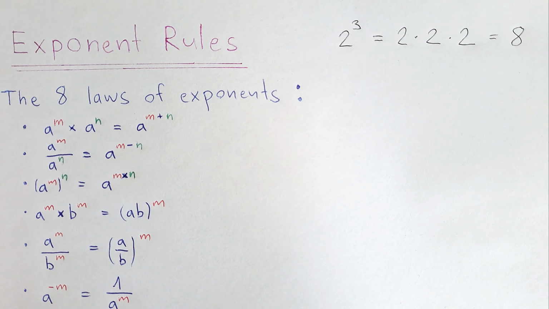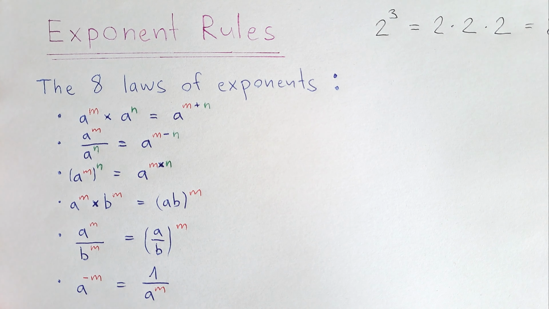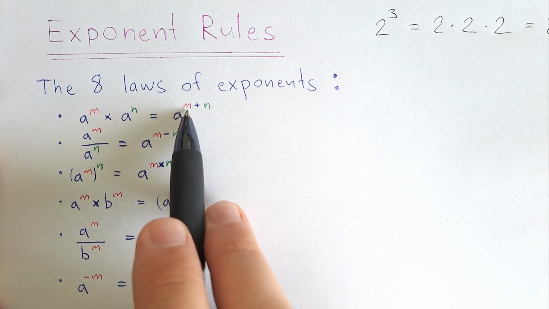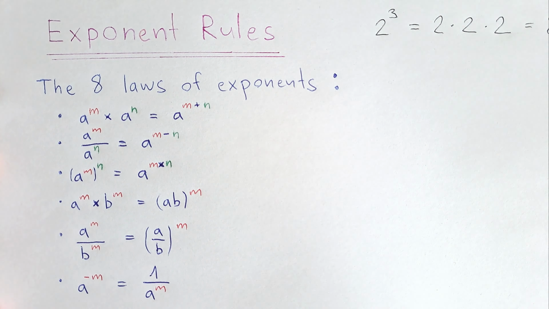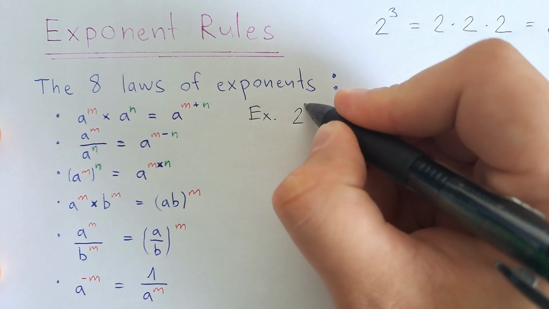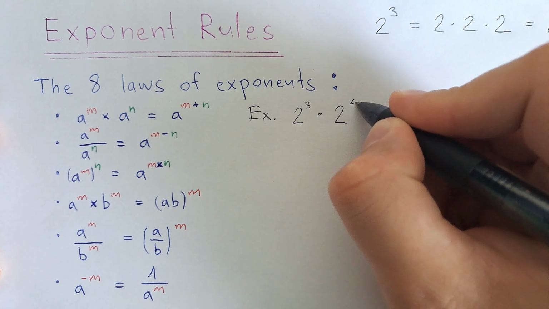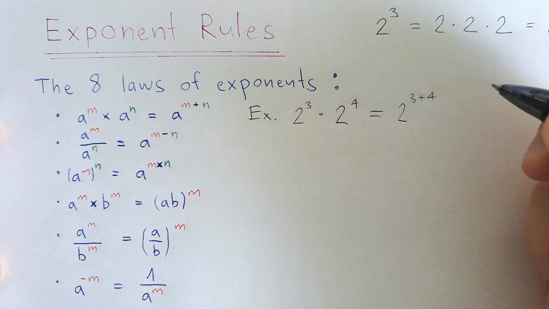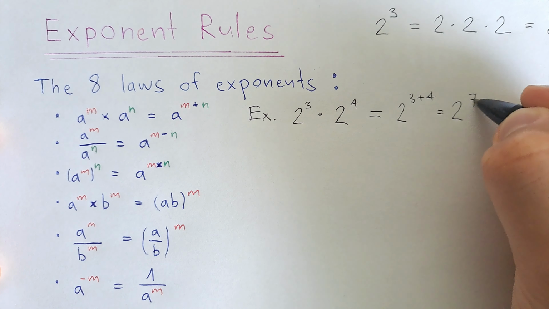Our first rule is about multiplying numbers that share the same base but have different exponents. The trick here is to keep the base the same and just add the exponents. For example, 2 to the power of 3 multiplied by 2 to the power of 4 becomes 2 to the power of 3 plus 4, which simplifies nicely to 2 to the power of 7.